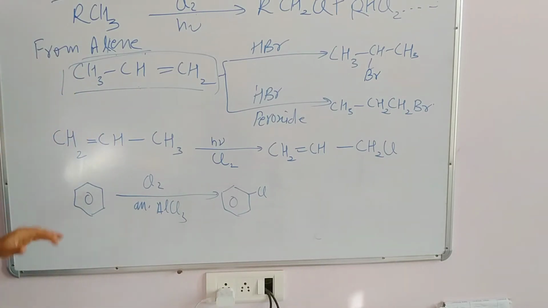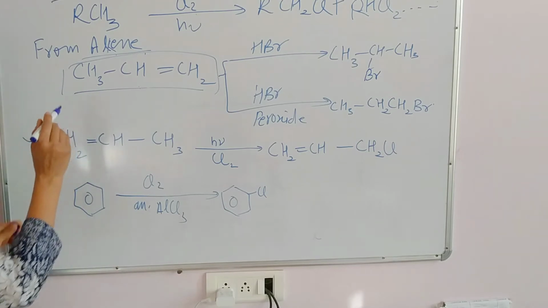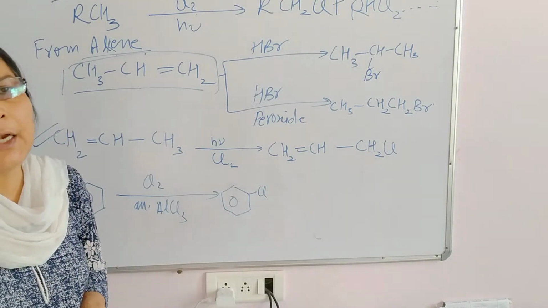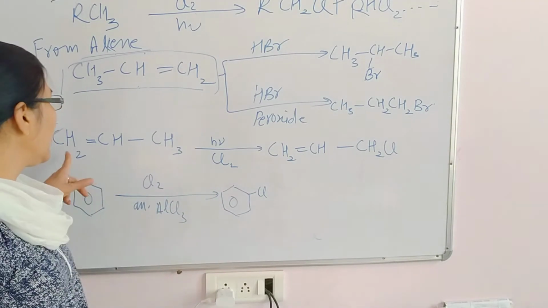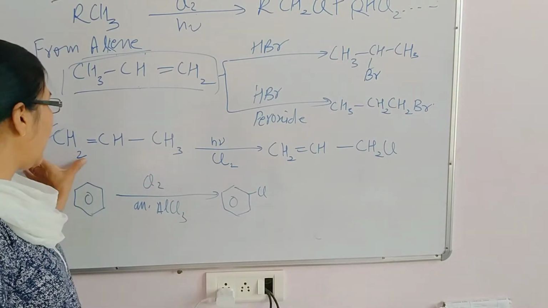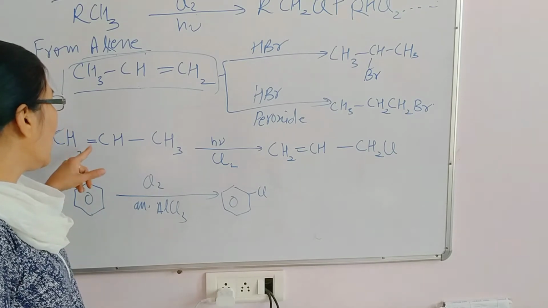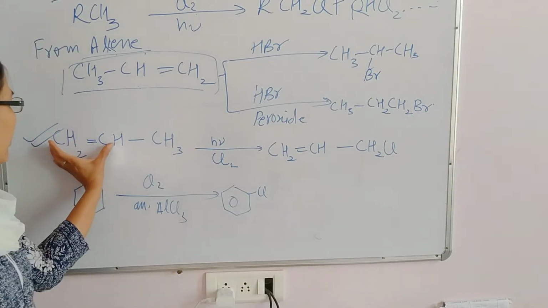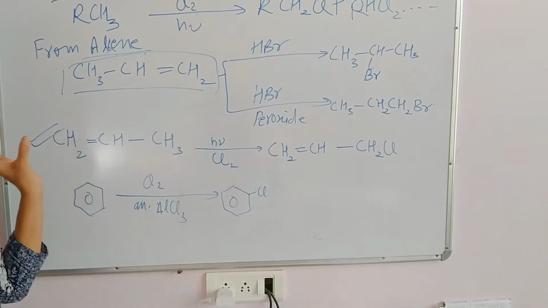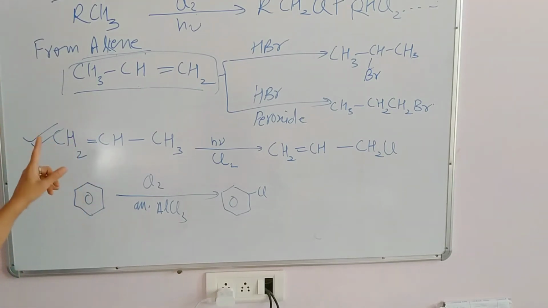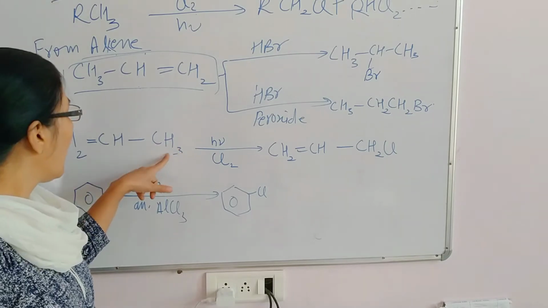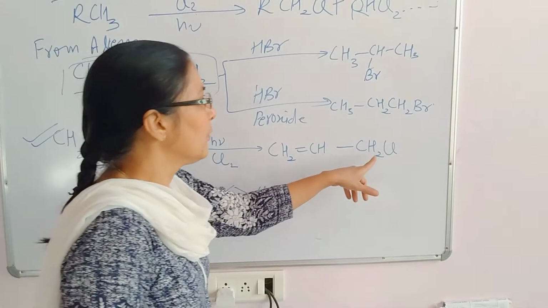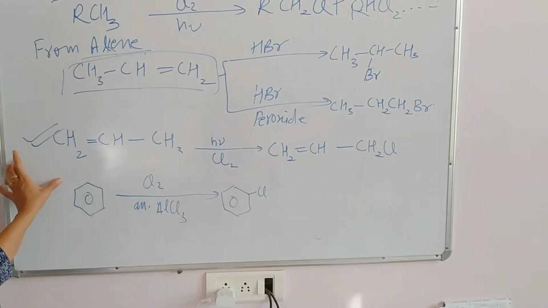Now next reaction is a very important reaction and known as allylic substitution. Here also sunlight and chlorine when treated with propene, there is no effect on the double bond related hydrogen, and only the alternate carbon and the hydrogen attached to it will be removed. This is known as allylic substitution.